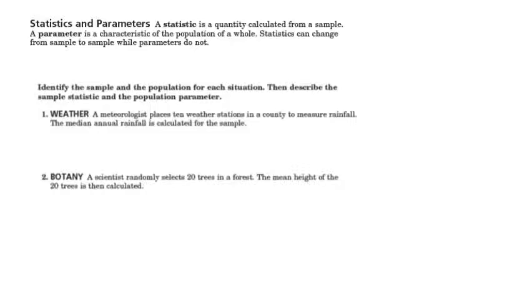All right, so for these next 2 scenarios, we're going to identify the sample, identify the population, then say what is the statistic and what is the parameter. A meteorologist places 10 weather stations in a county to measure rainfall. The median annual rainfall is collected for the sample. All right, so what is the sample? And what is the population?